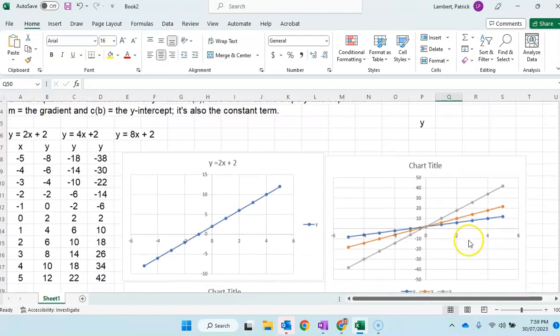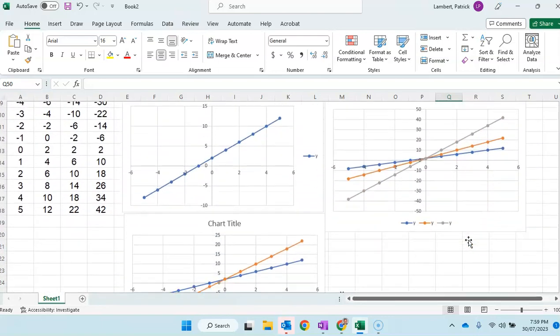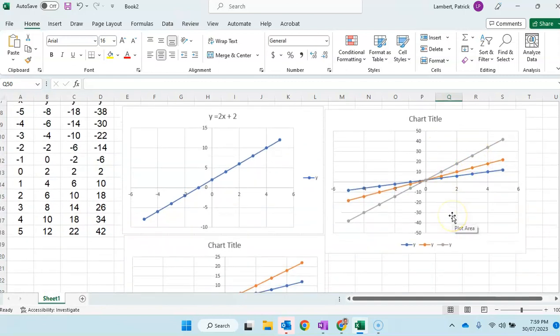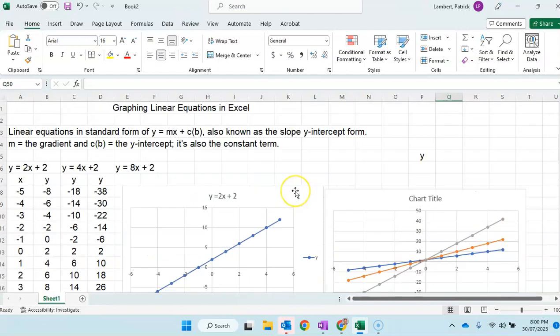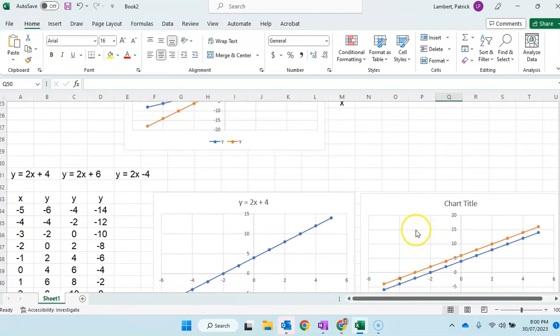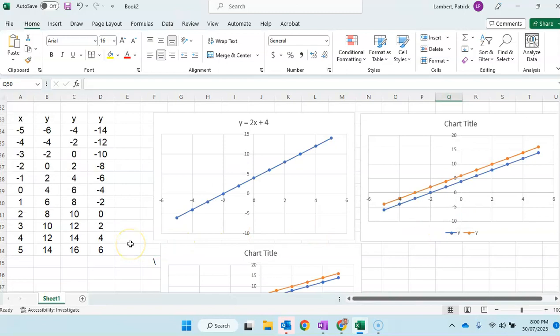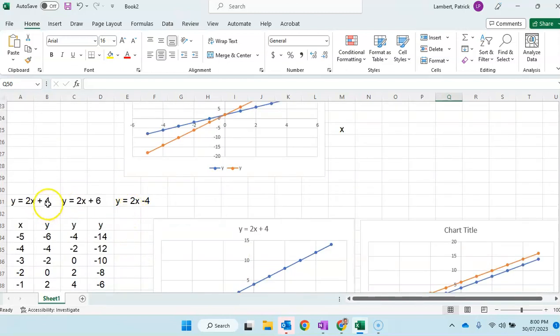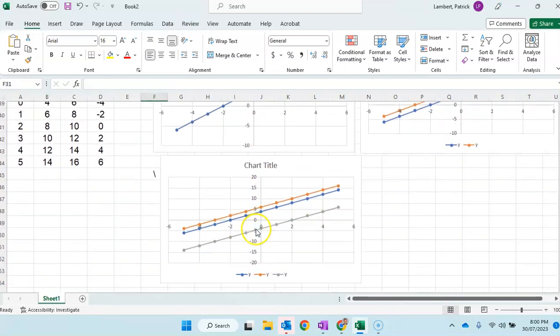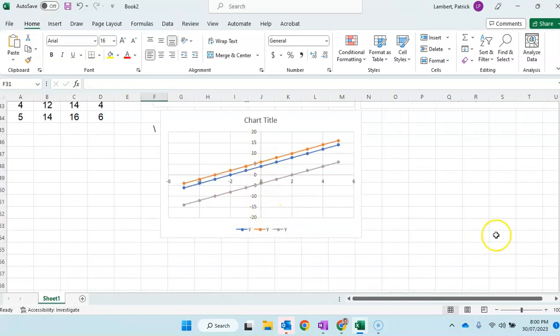So what we've been able to do in both videos is show what increases or decreases the steepness of the graph. It's a straight line, or linear graph. It's the value of m: the higher the value of m, the steeper the graph. And it's the y-intercept, or c, in y equals mx plus c, or b, this one here, 4, 6, and then negative 4, that moves it up and down the y-axis.